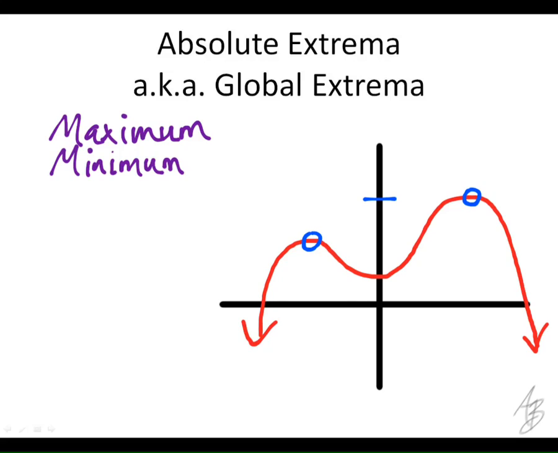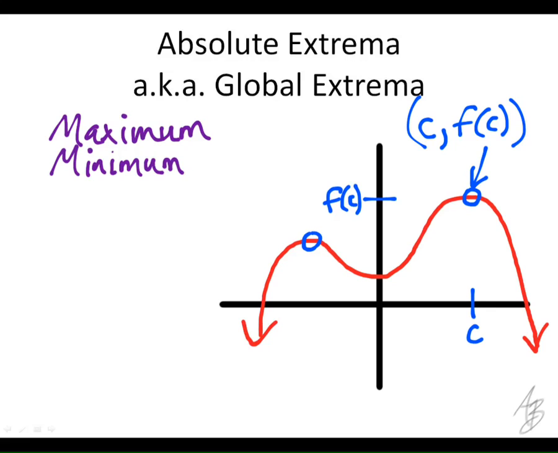So let's say that this right here is c, then this value right here would be f of c, and so the absolute maximum would be what? C comma f of c. So this would be the absolute maximum. Does that make sense? That's pretty intuitive, I think. Don't you think?